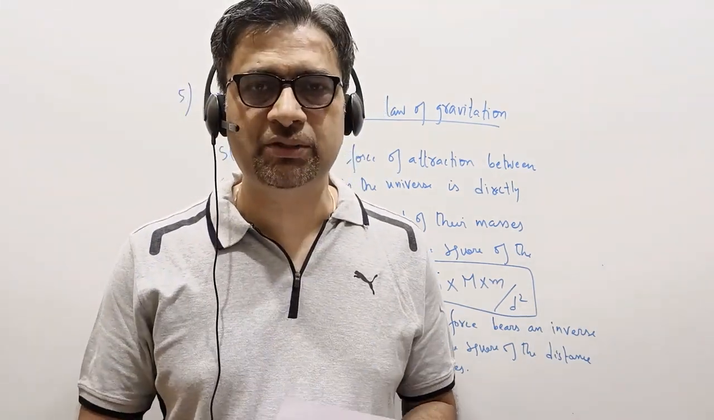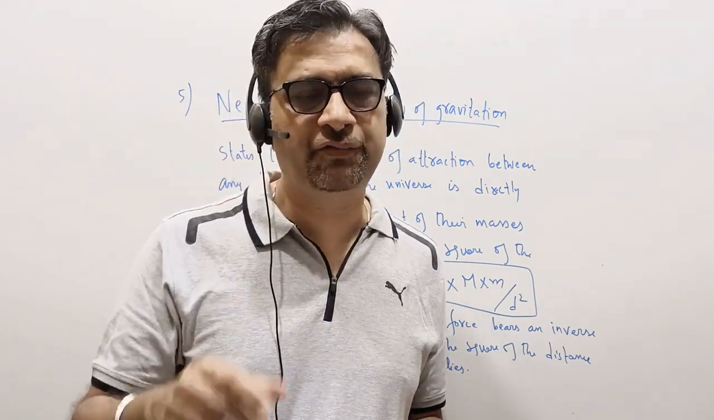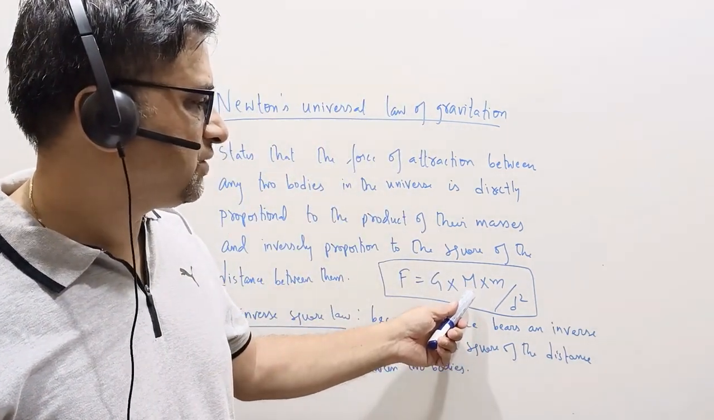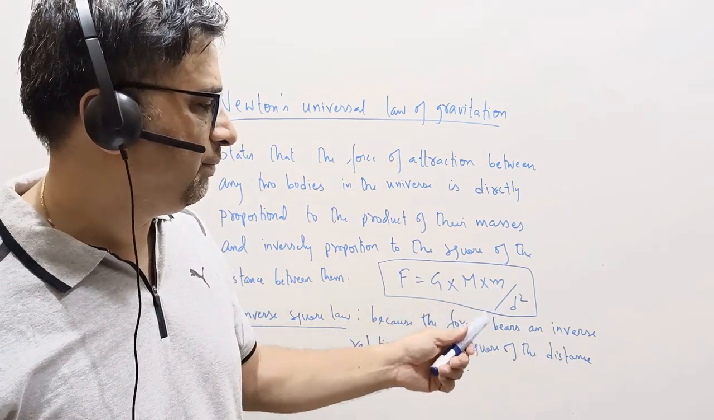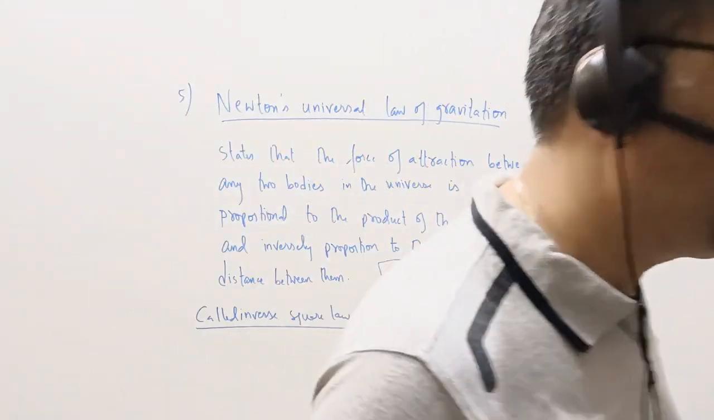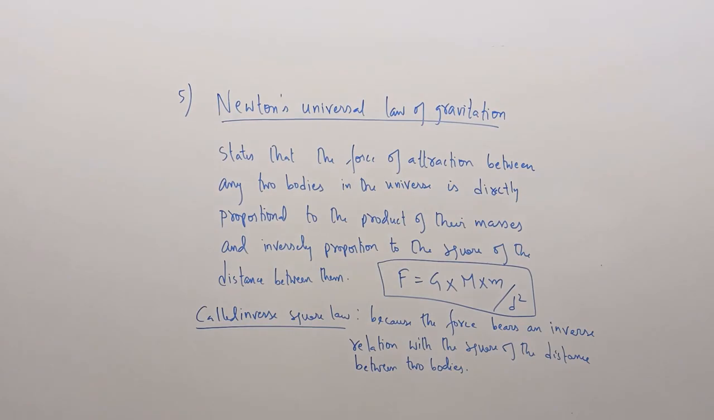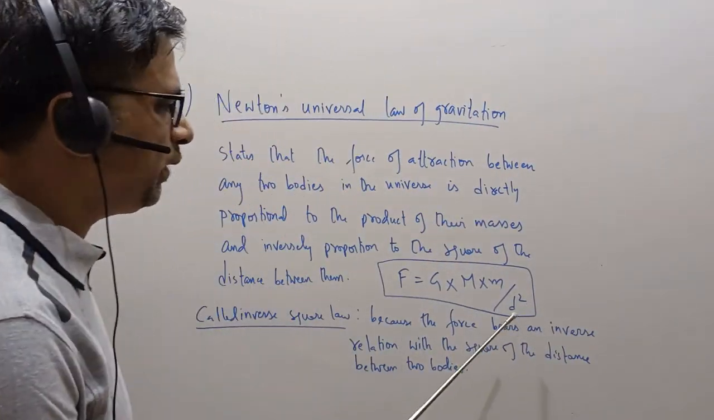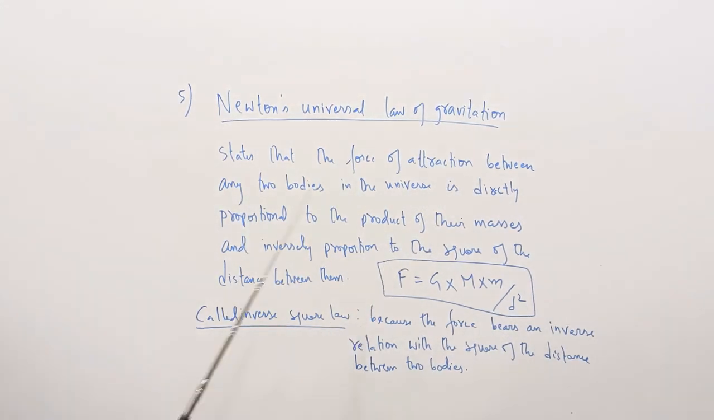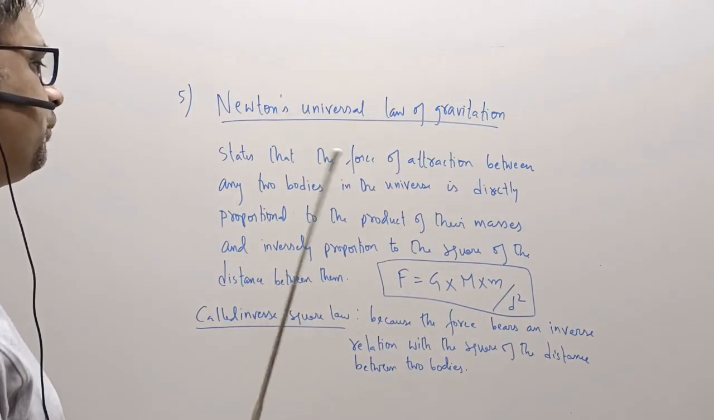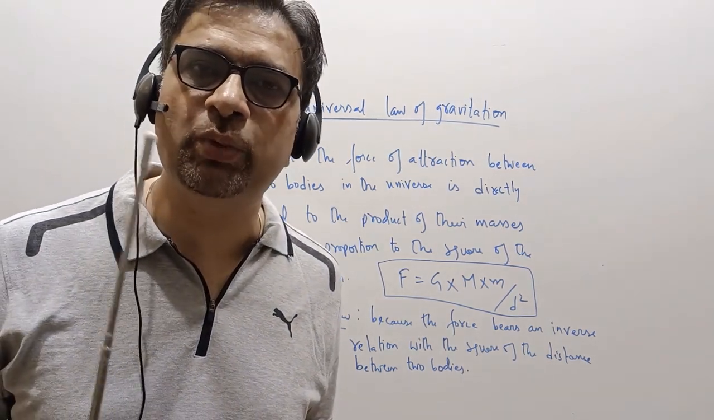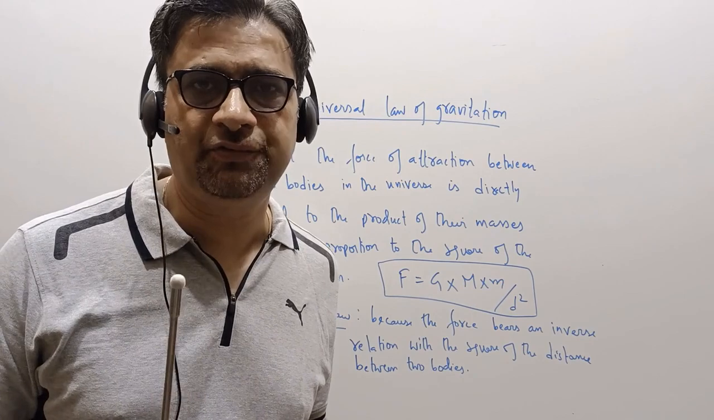attraction between them, which is going to be directly proportional to the product of their masses. So if the mass of one body is M and the other one is small m, this is how it goes. It's directly proportional to the product of their masses, and it's inversely proportional to the square of the distance between them. This is what this law defines, that force of attraction between two bodies in the universe is directly proportional to the product of their masses and inversely proportional to the square of the distance between them. This is the first part of the question.